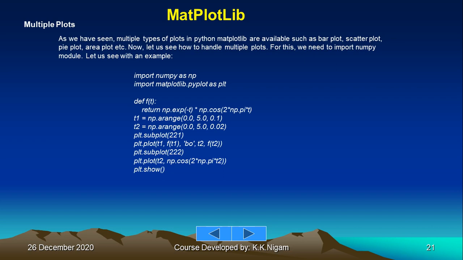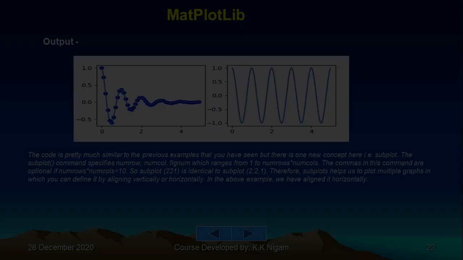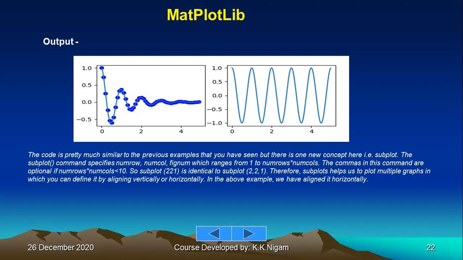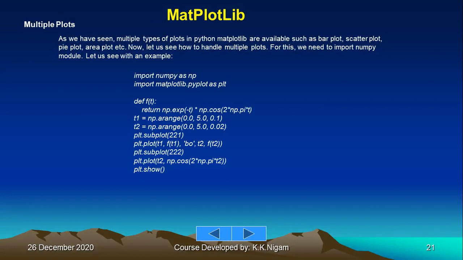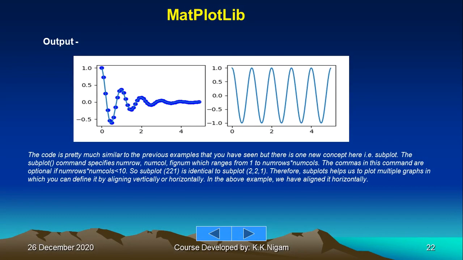So if you write this, you can see what kind of graph you are going to get. You can come back, practice this, go through this code, and then you can see the result. Now the code is pretty much similar to the previous examples you have seen, but there is one new concept here, and that is subplot. If you see the 4th line, plt.subplot(221). That is the purpose, because you are creating a subplot, and that is very useful.